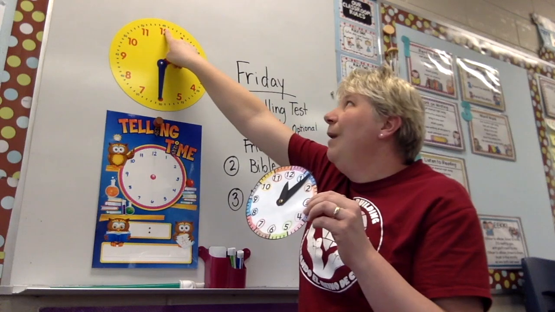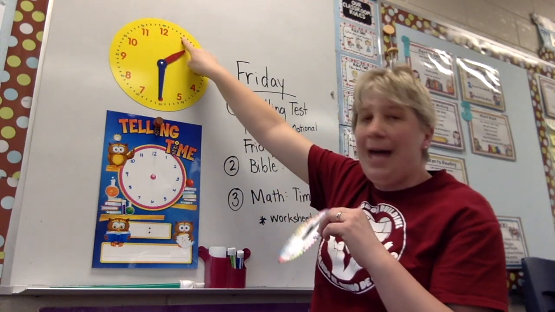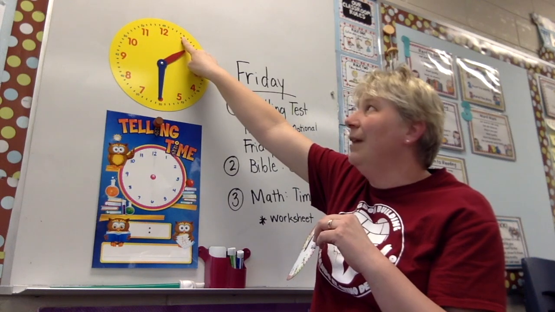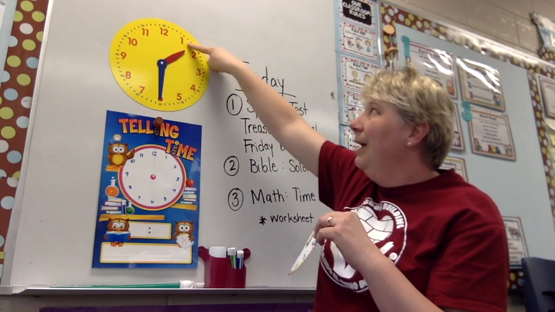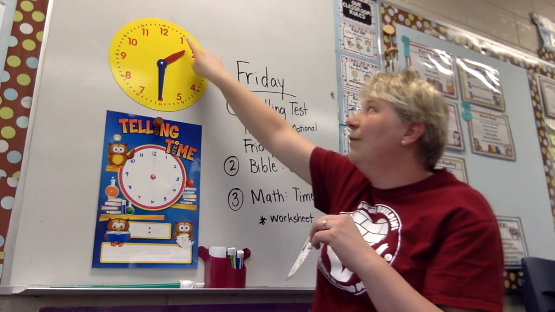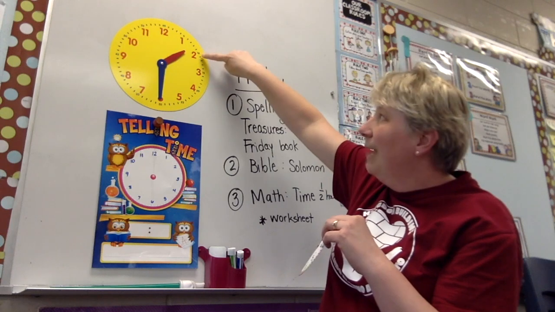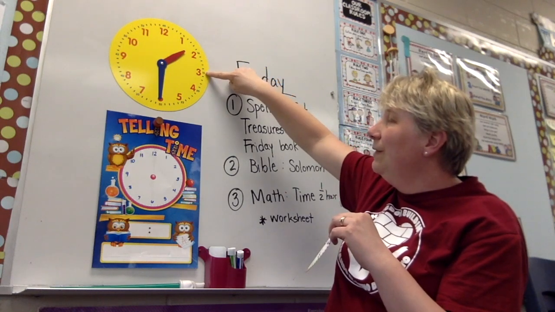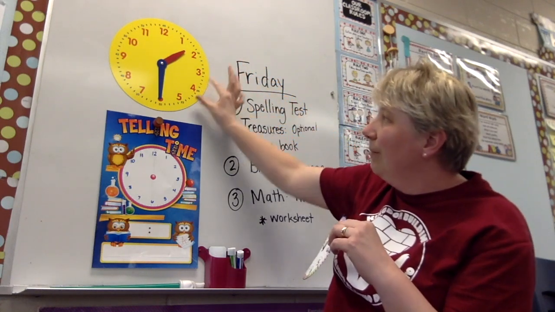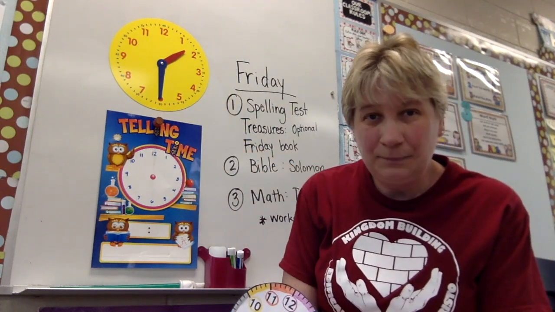So from the 12 to the 1, we have 1, 2, 3, 4, 5 minutes. And they wrote a little teeny 5 there. I don't know if you can see that or not. And then there's 5 more. 1, 2, 3, 4, 5. So 5 plus 5 is 10. If that's 10 minutes, we have 11, 12, 13, 14, 15. So each number, in between each number, is 5 minutes.